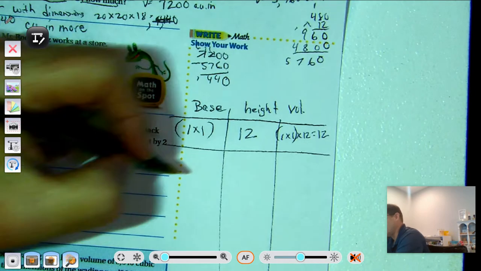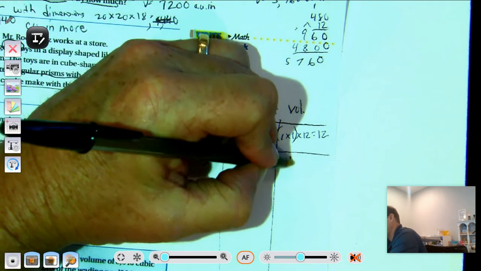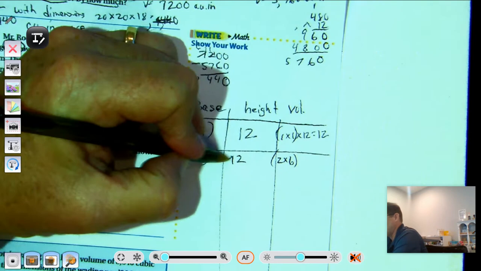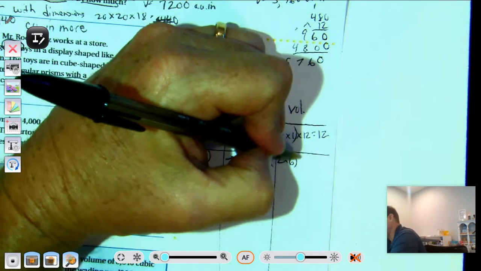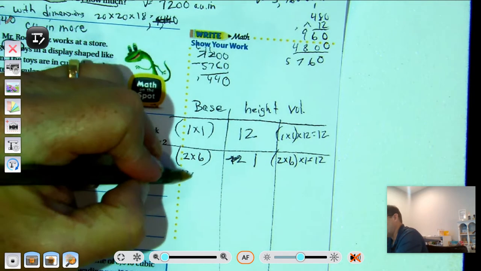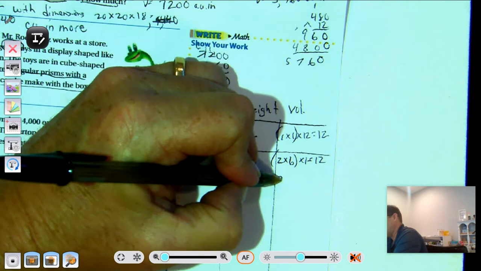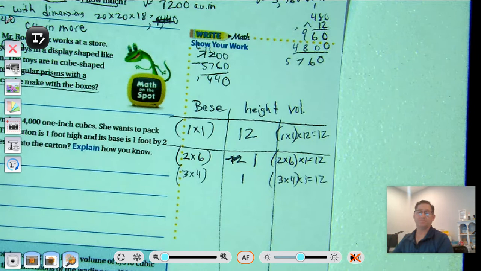We said that we could have 2 times 6 times 12. I'm sorry, not 2 times 6 times 12. 2 times 6 times 1, because 2 times 6 is 12. We could have a base of 3 times 4 times 1, which is 12. All right, so those are possibilities for bases, right?